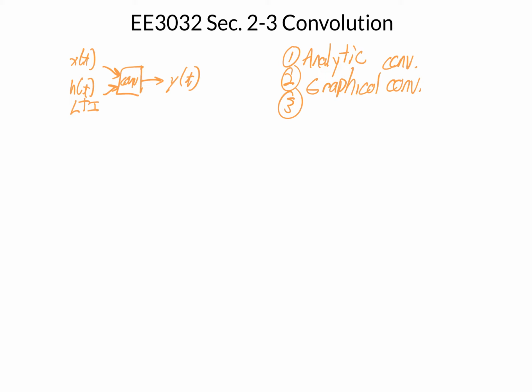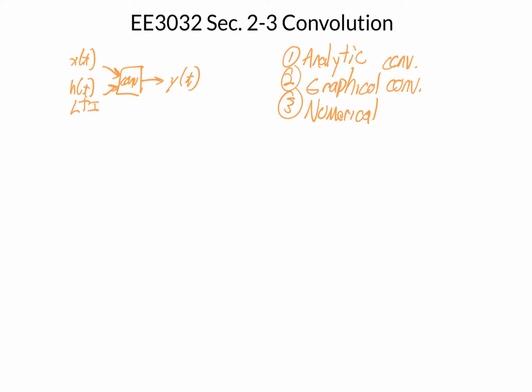And then third is something called numerical convolution. This approach to convolution can be done on a digital computer for sampled signals, and this is what you're going to be doing quite a bit when you get into digital signal processing, EE3032, next quarter.